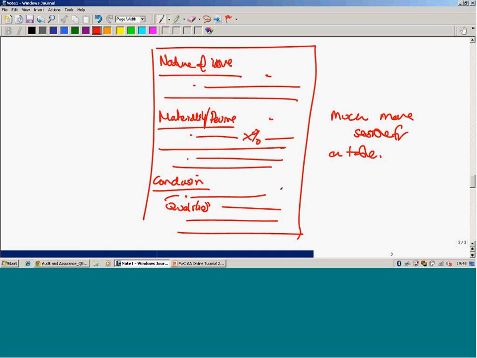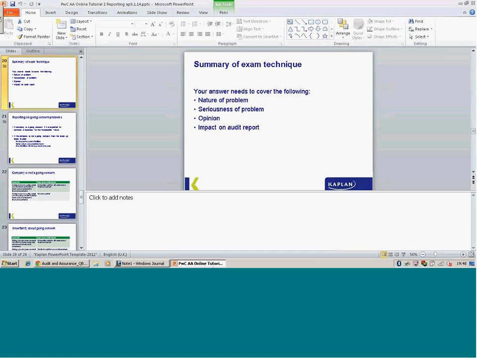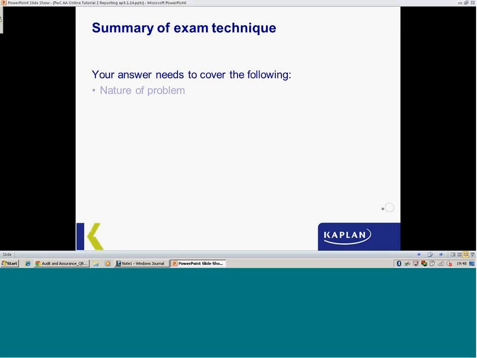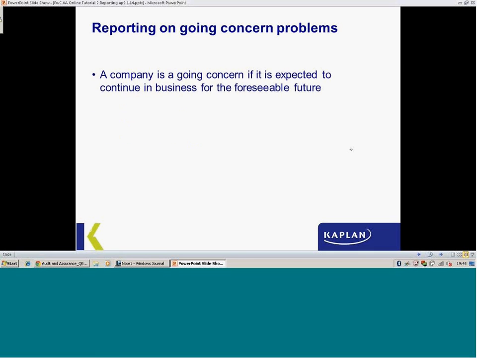Lovely. What I'd like to do then is talk specifically about reporting with regards to going concern issues, because there are some specific issues to think about when we're doing going concern. So we'll chat about those. Let's have a think about reporting going concern problems then.